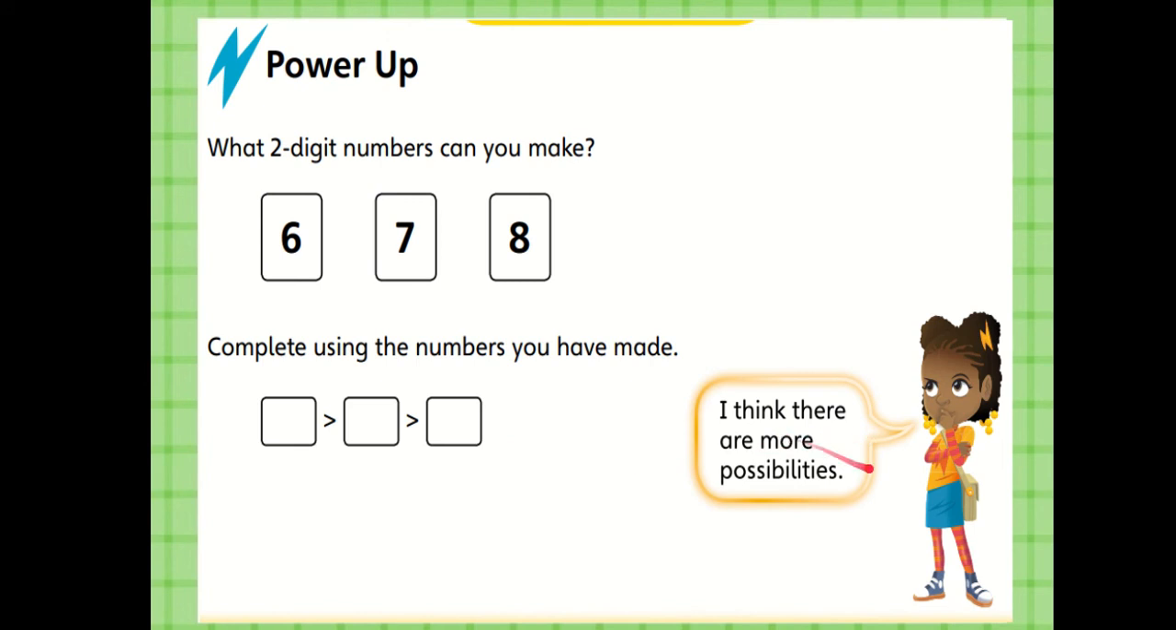I think there are more possibilities. For example, 7 and 8 make 87, 87 is bigger than 78, bigger than 67, and so on.